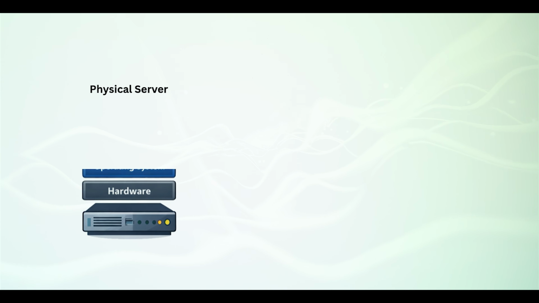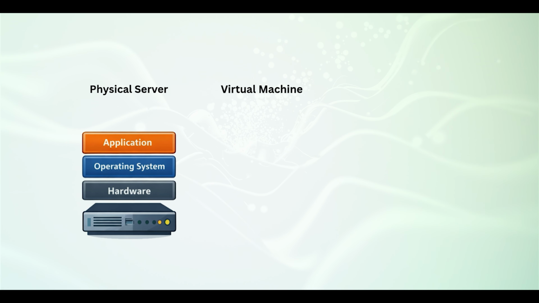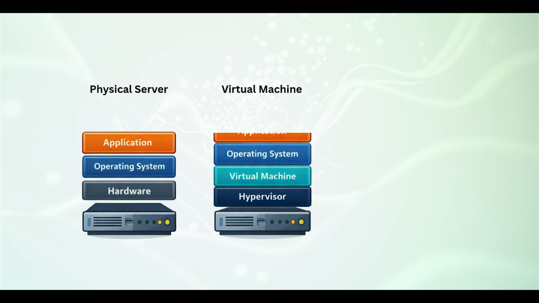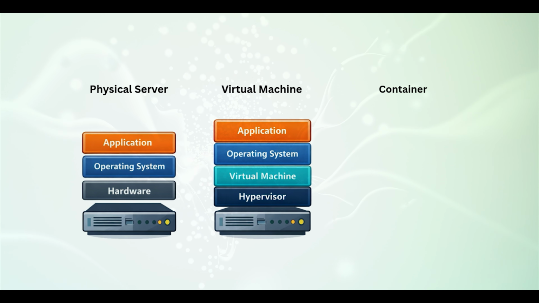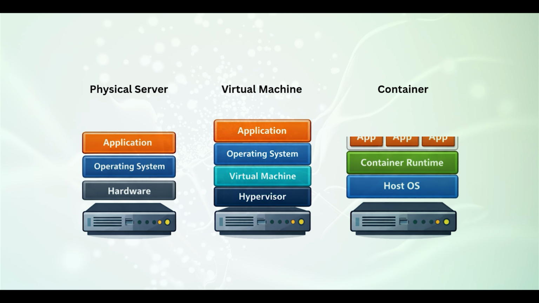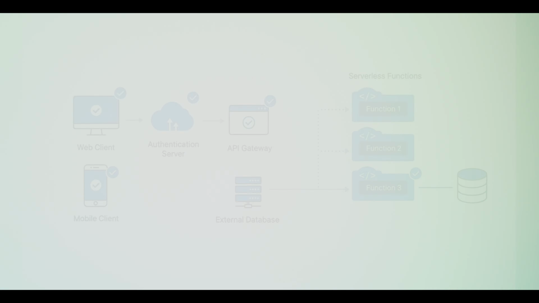Physical server. Application runs directly on a single operating system installed on the physical machine. Virtual machine. Each virtual machine runs its own operating system on top of the hypervisor. Container. Containers share the host operating system and only isolate the application layer.